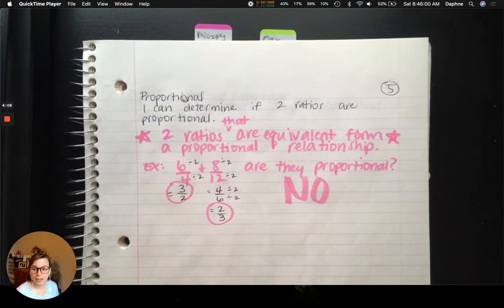Repeat after me. You can say it out loud or in your brain. They are not proportional because they are not equivalent.